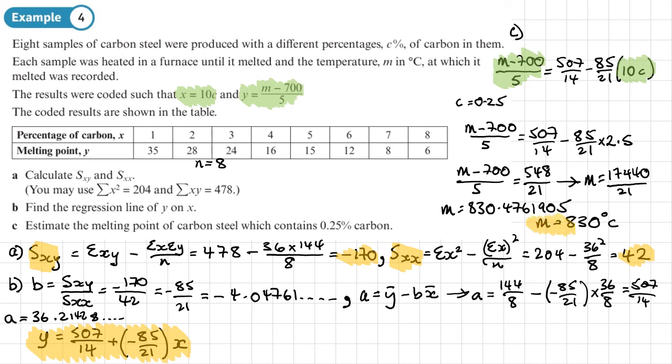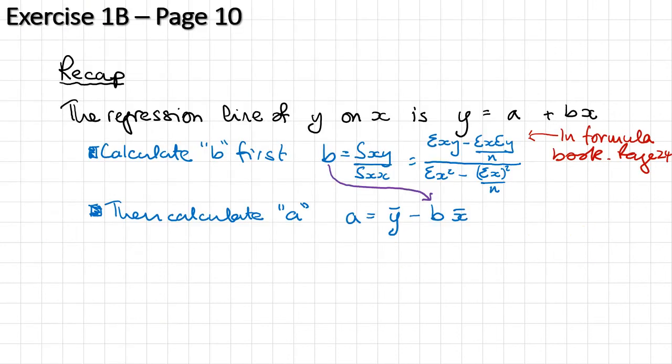So notice I've tried to use exact values where I can through the calculation and not rounded until the end. So in your regression line, even though you might write the values of A and B rounded, don't use those rounded values in your calculation. Try and use the exact values if possible. So you should now be able to do exercise 1B on page 10, and there's a quick recap here if that's useful for you.